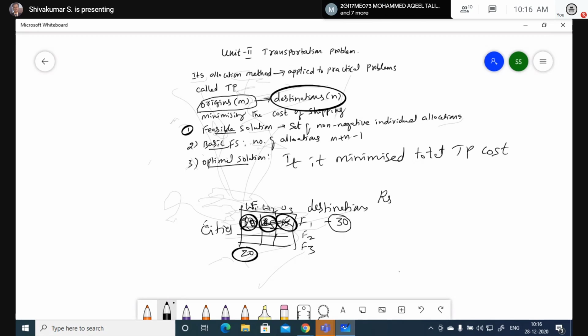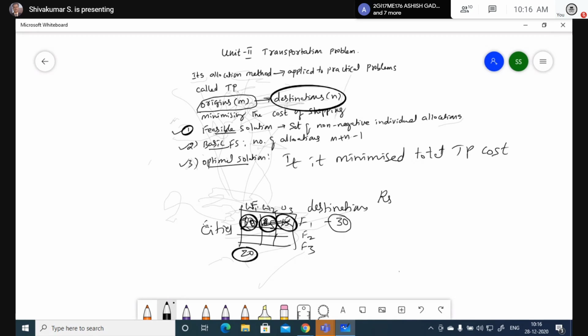The basic objective of this chapter is to minimize the cost of shipping from cities to destinations, or you can say from origins. You have M origins and N destinations. So from M to N, you have to minimize the cost of shipping. That's the basic objective of this chapter. And here we come across three different types of solutions.